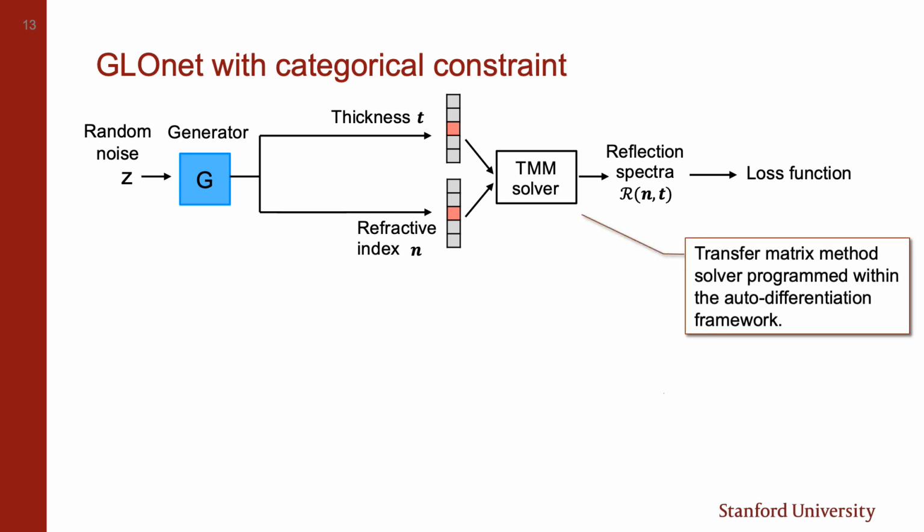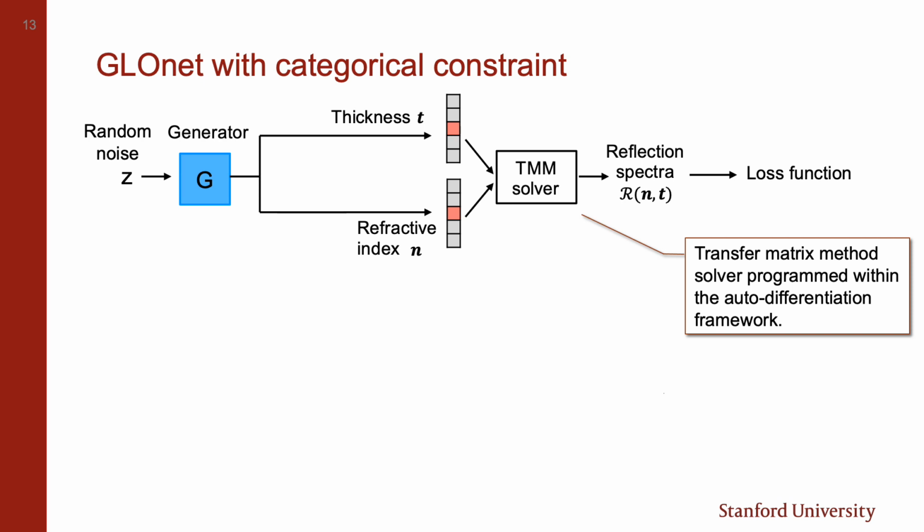The transfer matrix method is a fully analytic and fast solver for thin film systems. Instead of using the adjoint variable method to calculate the gradients of the spectra, we basically program the TMM solver within the automatic differentiation package in PyTorch. It allows gradients to be directly calculated using the chain rule. So the TMM solver is compatible with the computational graph of the neural network.